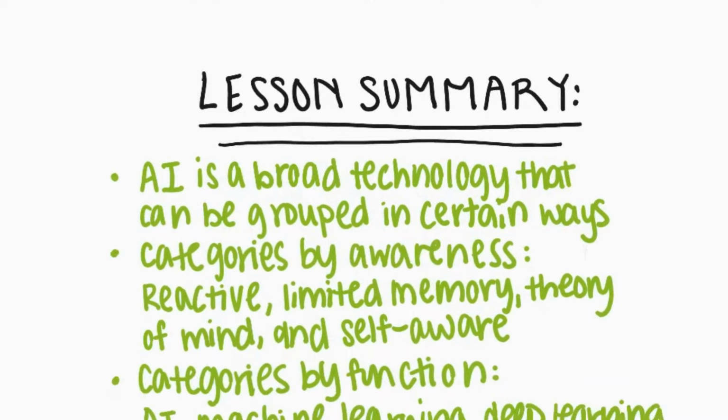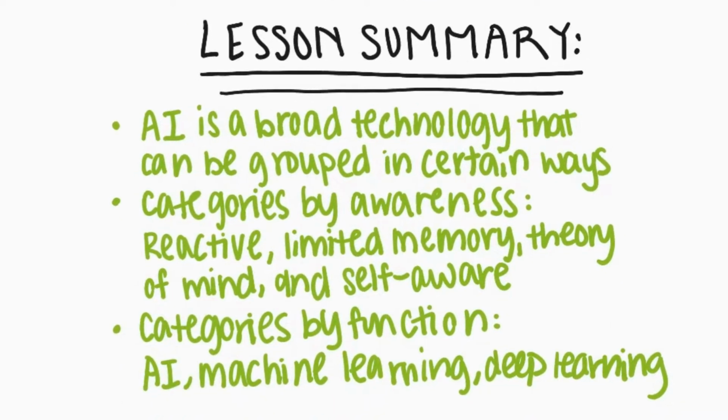So, as a summary of this lesson, AI is a broad technology, and it can be grouped in some certain ways. If we group it by awareness, we have first reactive, then limited memory, then theory of mind, and self-aware. And we haven't gotten around to making self-aware AI yet, but our first AI forms were reactive. Most of them right now are limited memory, and we've even been able to adventure towards the theory of mind category. And then the categories by function are AI, machine learning, and deep learning.